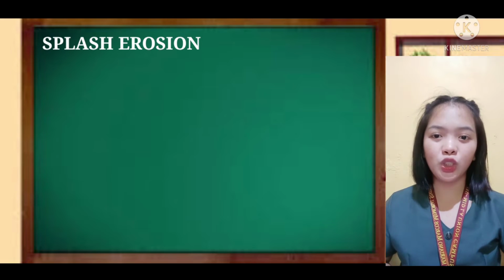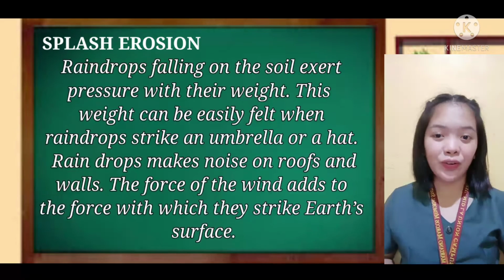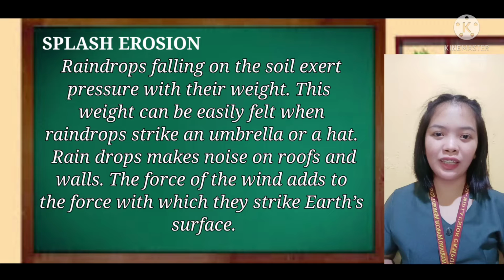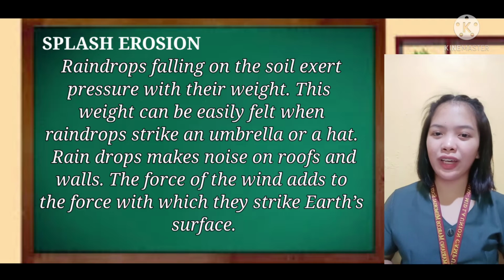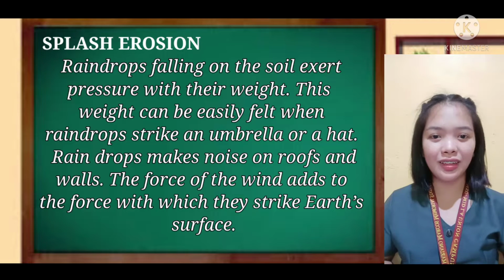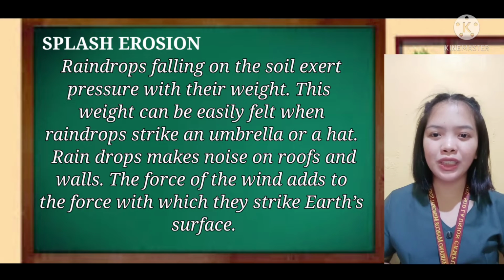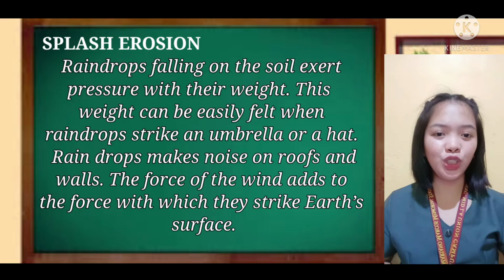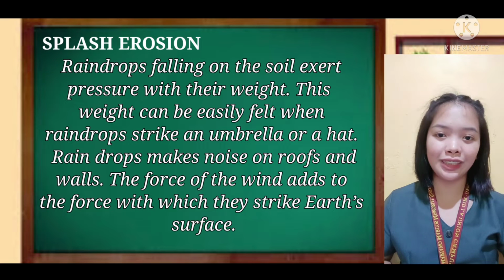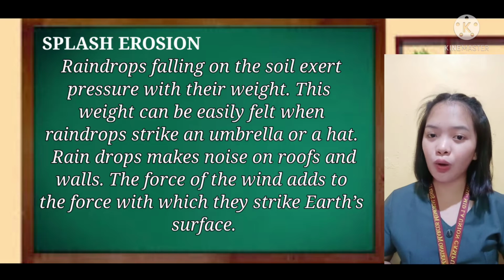It is the splash erosion. Raindrops falling on the soil exert pressure with their weight. This weight can be easily felt when raindrops strike an umbrella or a hat. Raindrops make noise on roofs and walls. The force of the wind adds to the force with which they strike Earth's surface. This can cause a noticeable movement of the soil.